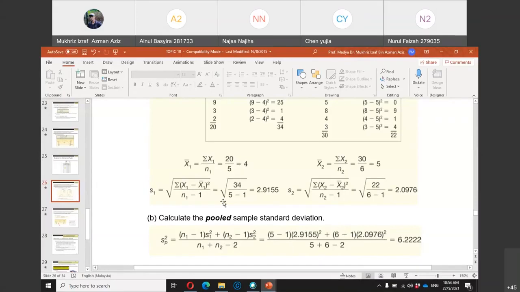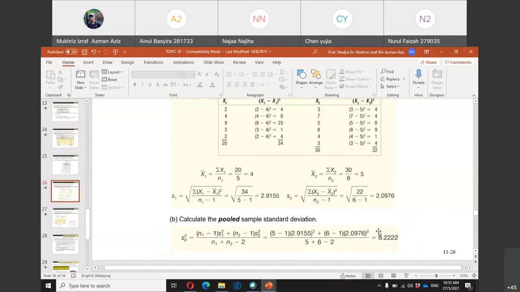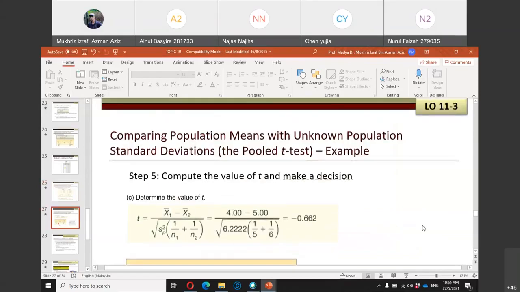The first one will be n minus 1, 5 minus 1. For Wallis, there are 5 samples, multiplied by 2.9155 squared, followed by sample number 2. There are 6 samples in Atkins, minus 1, multiplied by the variance, divided by 5 plus 6 minus 2. This is just to get the pooled variance, or pooled S squared p. So you get 6.2222. So that will be the pooled standard deviation.